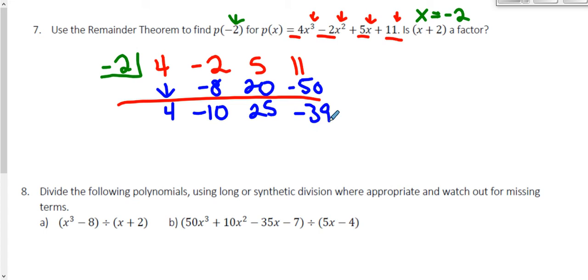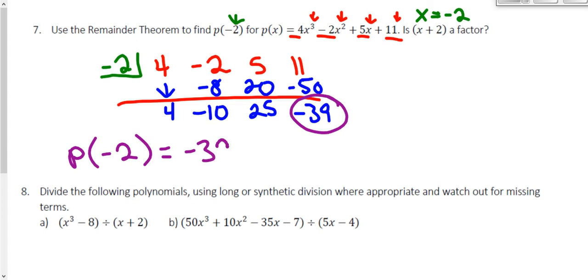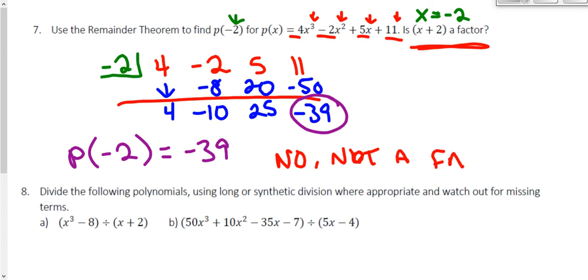This tells me the answer to my first question. What is p of negative 2? The remainder theorem says that p of negative 2 equals whatever my remainder was. So it's negative 39. So that part's done. Now my next question is, is x plus 2 a factor? The answer is no, this is not a factor. And the reason is because I just divided it and I did not get 0 as a remainder. Factors go in evenly with no remainder, and this has a remainder. So it doesn't go in evenly, so it's not a factor.